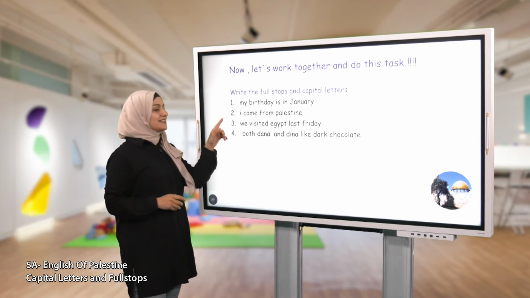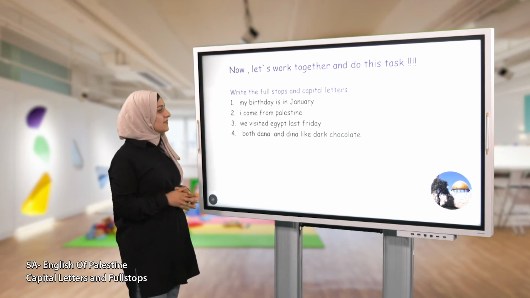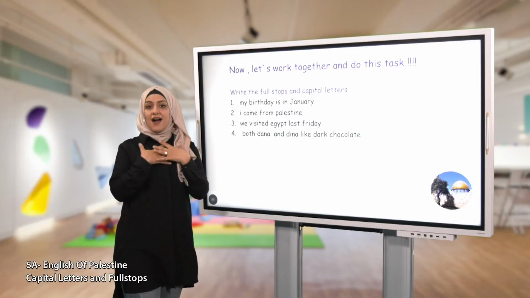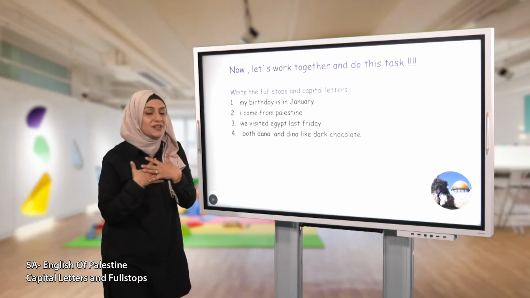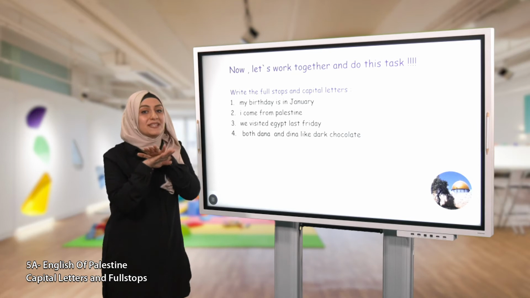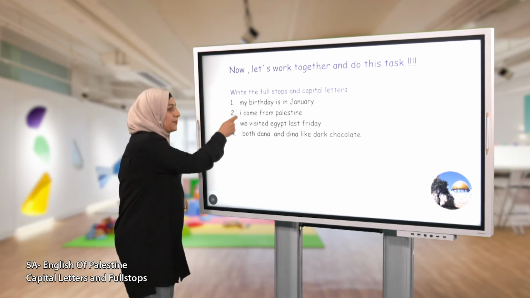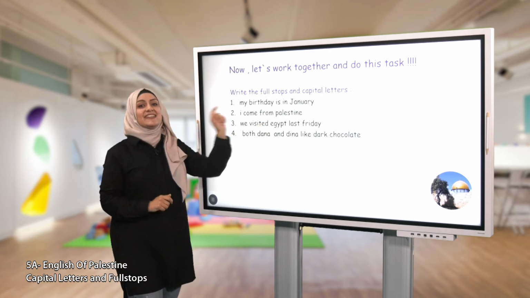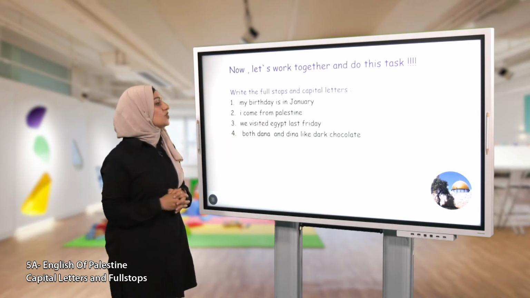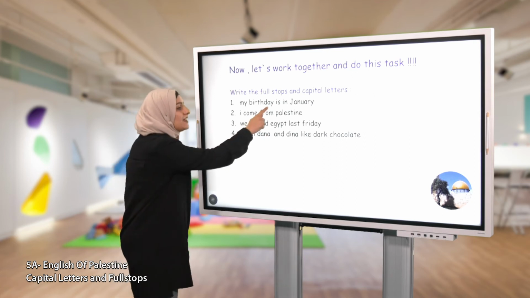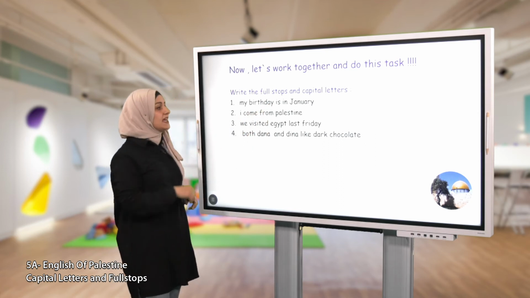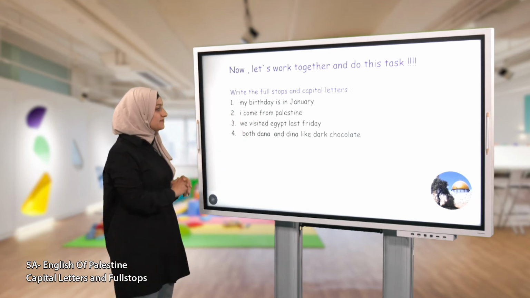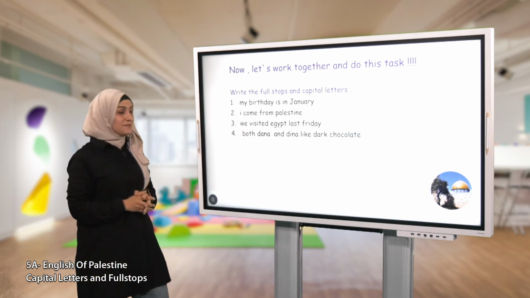Very good. Let's look at example 2. I come from Palestine. I is a personal pronoun. It should always be capitalized. So we put I, capital letter. Palestine is a name of a country. So it should be also capitalized. P, capital P. And at the end, we should put a full stop. Very good.